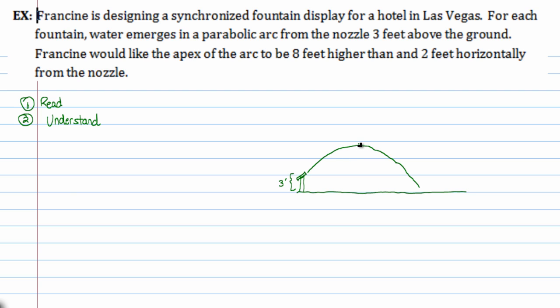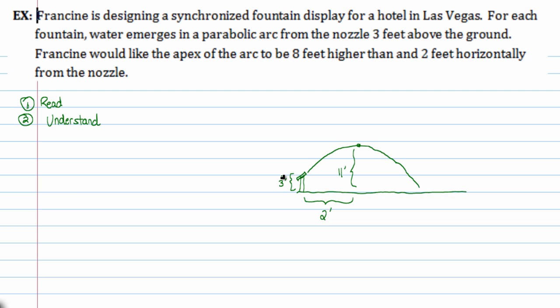She'd like the apex, in other words, the highest part of this, to be 8 feet higher than the nozzle. So in other words, I want this apex to be at 11 feet off the ground, because the nozzle is 3 feet off the ground, and 2 feet from the nozzle itself. So there's a picture of the situation. I think I figured out what's going on, right?